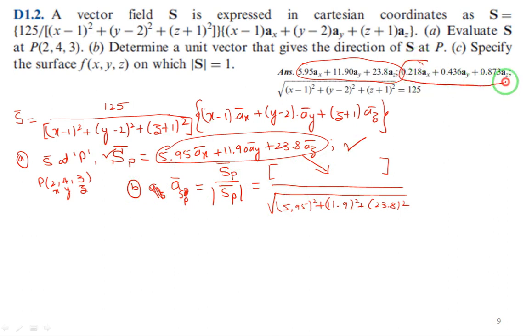This is the unit vector, the unit vector in the direction of s vector at point P. This is the answer you will get. Is it fine? Then coming to part C, just concentrate on this part. Specify the surface f of x, y, z on which the magnitude of s vector is 1. They have given that the magnitude of s vector is equal to 1.